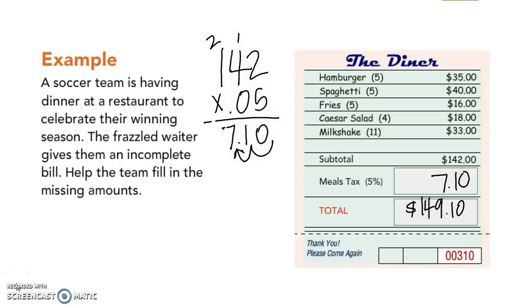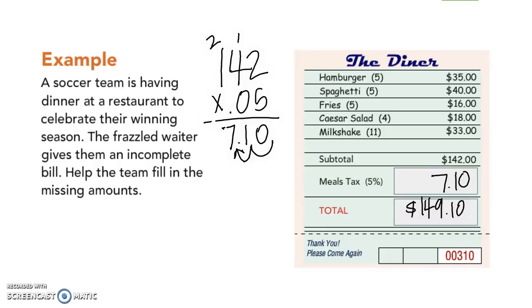All right, so you see that I took the subtotal, the cost of all the meals, I multiplied times 5%. Remember, we have to change that percent to a decimal by moving the decimal 2 times to the left. We multiply times the cost, and then at the end we have to scoot the decimal over 2 times because there's 2 numbers to the right of the decimal. So I got $7.10 as the sales tax, and then when I add that on, I get $149.10 as the total, including sales tax.